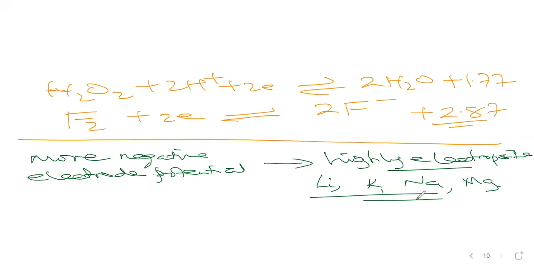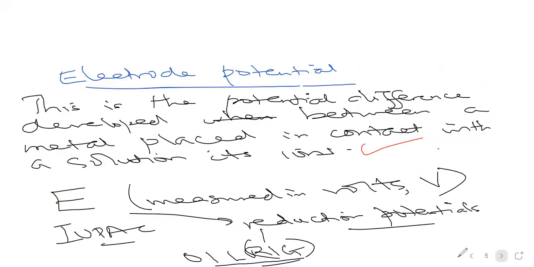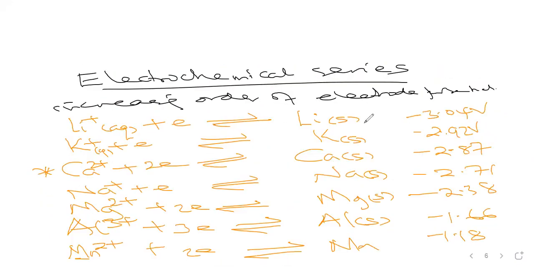And that's what you did in your O-level in the electrochemical series. You dealt with those elements and you said they are very reactive. So in terms of electrode potential, if they have more negative electrode potentials, then they are highly electropositive. If you come back here and you note this, you see that the most electropositive element known is lithium, followed by potassium, calcium, sodium, magnesium.